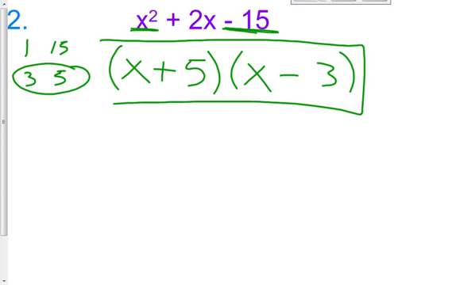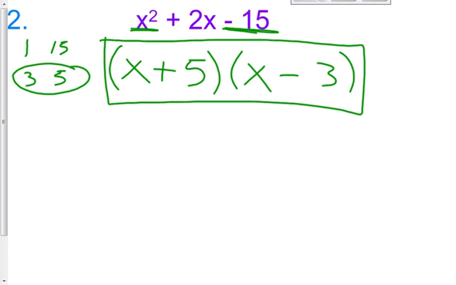Always make sure that you check. And oftentimes when I check, I basically only check my middle 2 terms, because I know that in FOIL, the first and the last, the F and the L, are very easy to check in your head.